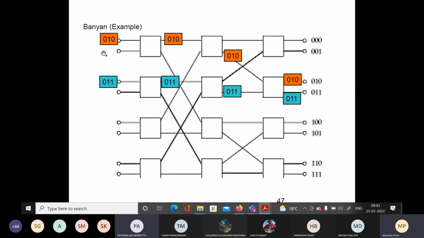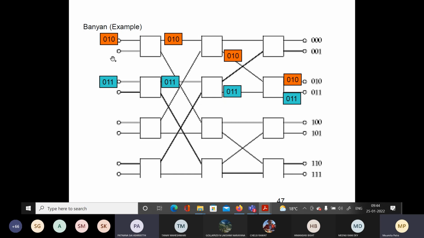Now let us have an example here. At this particular input port, some packet has arrived that has the destination of 010. That means the output port is 2. And for this the output port is 3. So this is an input port which intends to go to output port 2, and this is an input port where a packet has arrived which intends to go to output port 3.